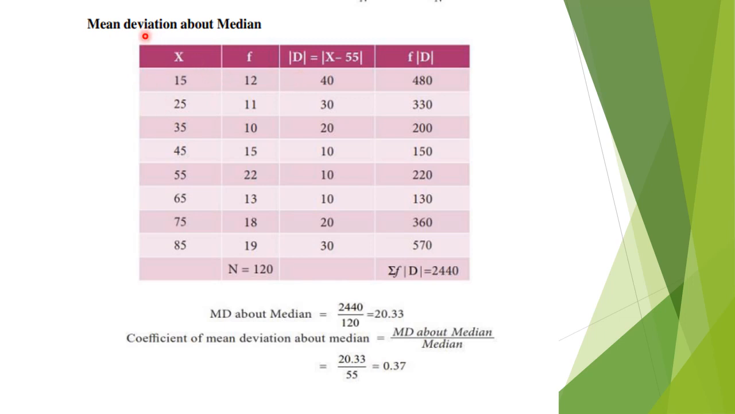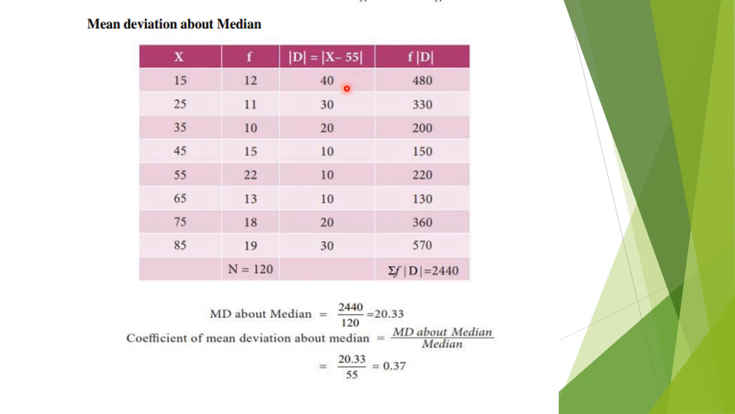These observations are x, again observations f. According to the formula, we first need to find modulus of d, that is modulus of x minus 55. All the observations are subtracted from 55, and in the next column we make frequency into modulus of d. We calculate all these and then the sum of f into d. First we find MD, mean deviation about median, that is 2440 upon 120, equal to 20.33.